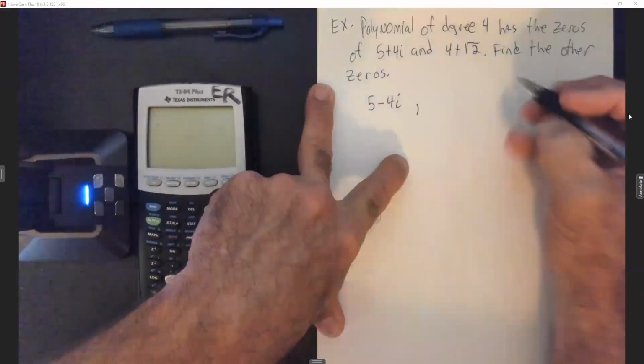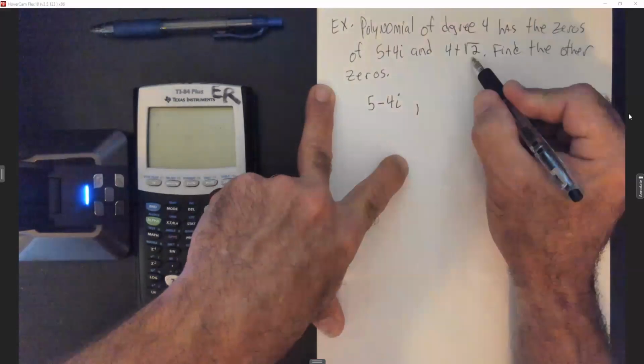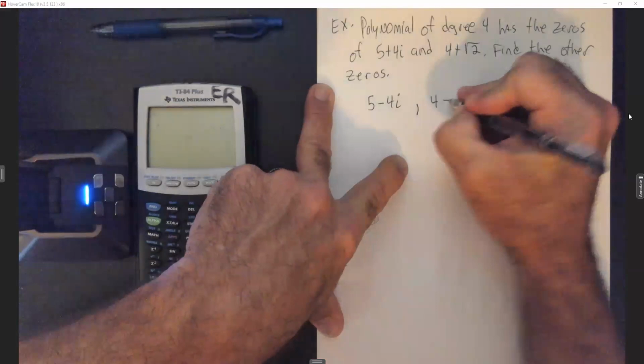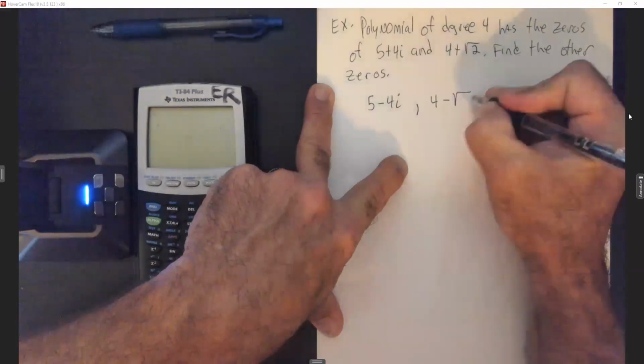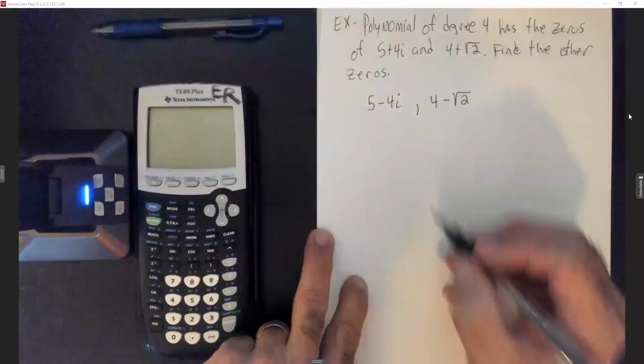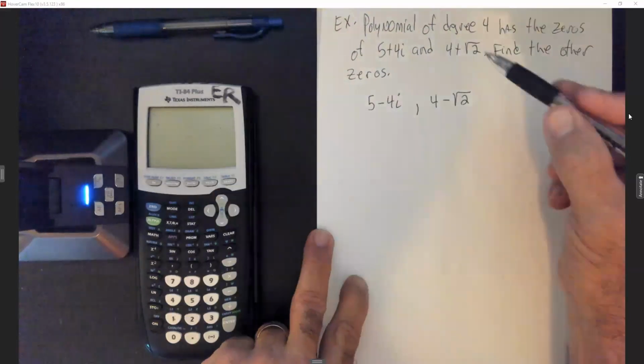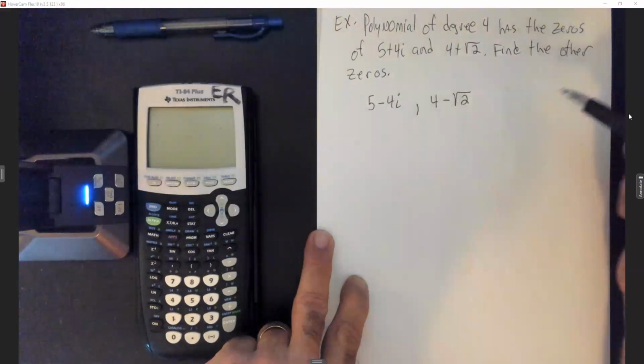This is a radical, same thing as this. We don't change the sign of the 4. We only change the sign of the radical part. And this would be since imaginary and radical zeros always come in conjugate pairs.